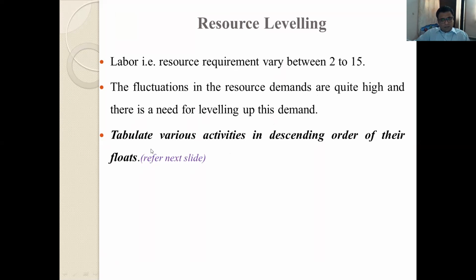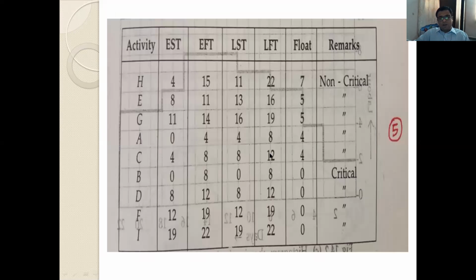So what do we do for this? Tabulate various activities in descending order of their float. See here, descending order of the float: maximum first, then the lower. Last are the critical activities. This table you have to prepare from table number 2.